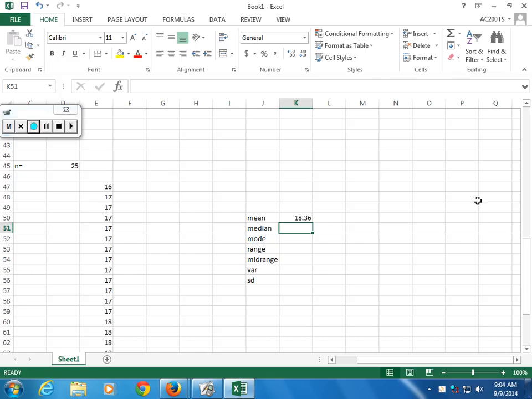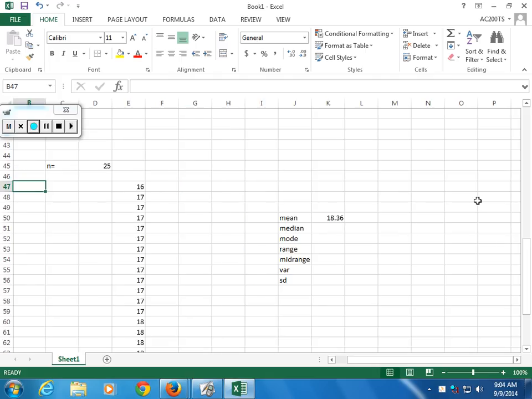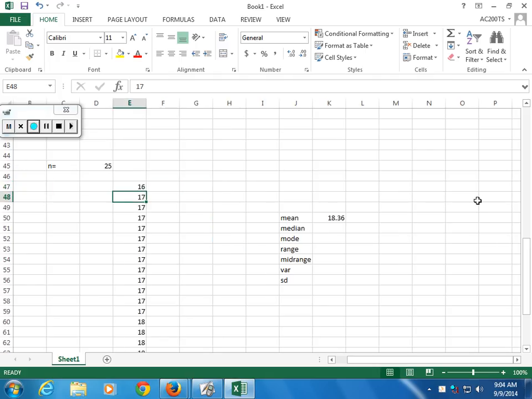Yep. Median is going to be the middle. Well, we got 25, so you got to count 12 up and 12 down, and that'll be the middle. So 12 up and 12 down: 1, 2, 3, 4, 5, 6, 7, 8, 9, 10, 11, 12. There it is. We'll highlight that one yellow. And that's equal to the median.